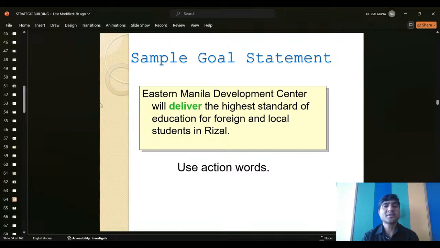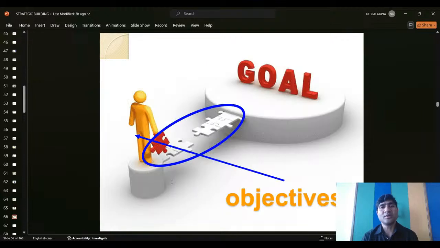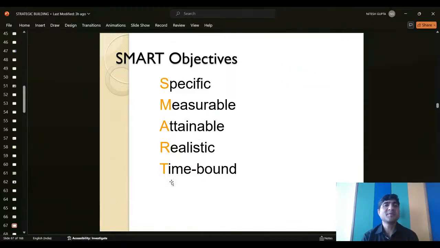So when you talk about a sample goal statement, it is like: Eastern Manila Development Center will deliver the highest standard of education for foreign and local standards in Rizal. This is what I've told you, that EMDC, which I've taken as the example. So here it is, mission, here it is, vision, and here it is, goal. So goal actually helps in meeting the objective.